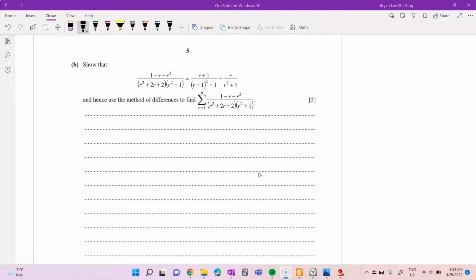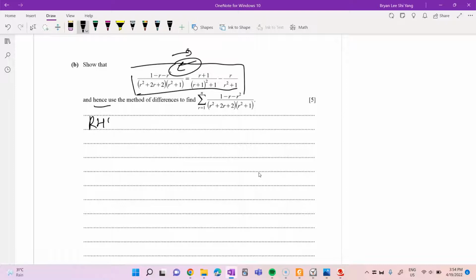Show that the left hand side equals the right hand side, and then hence use the method of differences to find the whole thing. Hence means that you need to use what you've just proven above. I could prove from the left hand side to the right hand side. I could also prove from the right hand side to the left hand side. I could either go this way or this way, but this time I'll pick the right to left method.